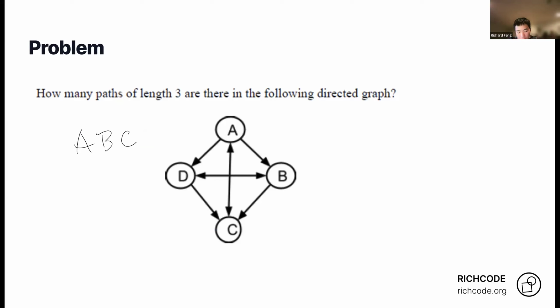But this is a path of length 2, so we're looking for the number of paths of length 3. And because this one is a directed graph and it's a bit more complicated, this one does require the use of an adjacency matrix.